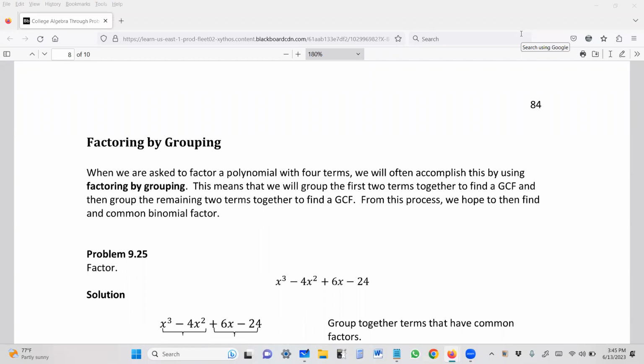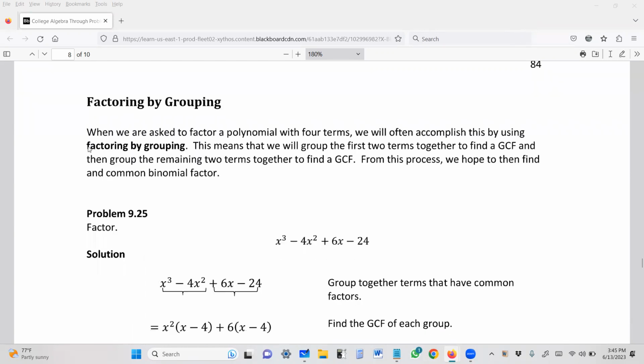Okay, section 9, factor by grouping. If you recall, we started section 9 with two other videos dealing with a little bit of a review, and then GCF, and now this is factor by grouping. This is possibly the easiest technique because it is very easy to identify when we have factor by grouping.